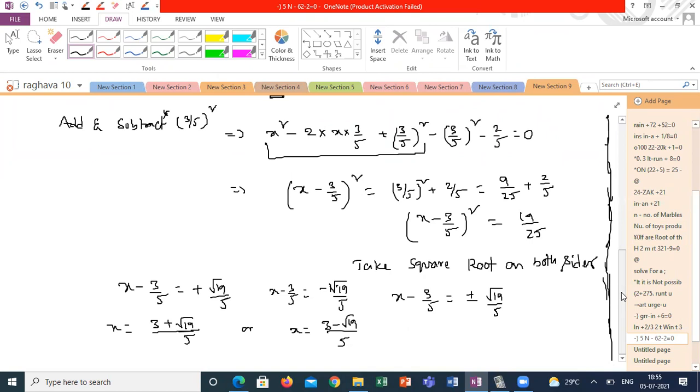Anyone having any doubt before winding up the class, please? No doubt, sir. Anyone having any doubts, please let me know. Otherwise, I will wind up the session. Please, guys, take some questions which are solved by the factorization method. Try to solve them using the completing the square method. Check whether you are getting the same answers or not.